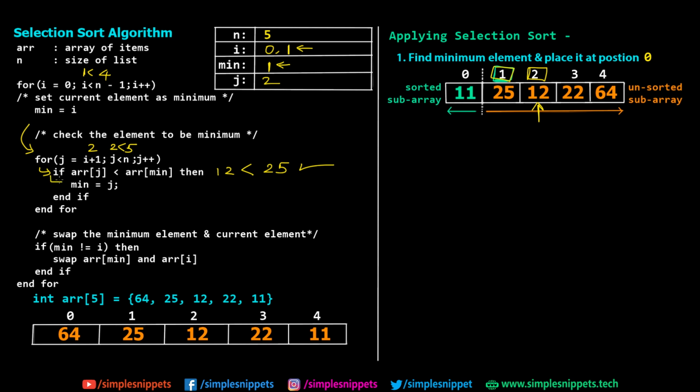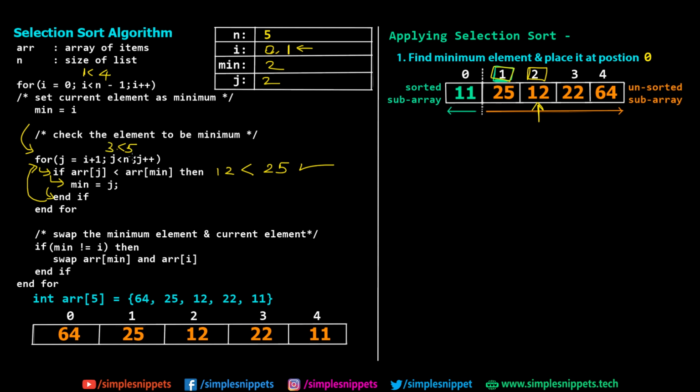True. So now we update the min value. So min value also becomes equal to j. j is 2. So 2 is copied inside min. So min also becomes 2. Okay. We end if, we end for, and come again back to the start. j plus plus. The initialization only happens once. Now j plus plus, so j will become 3.